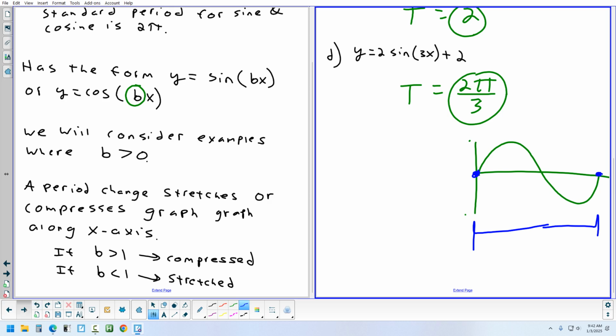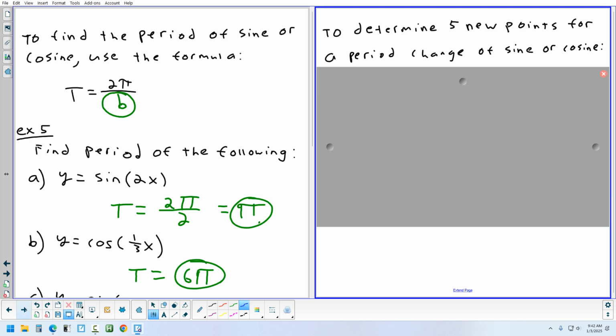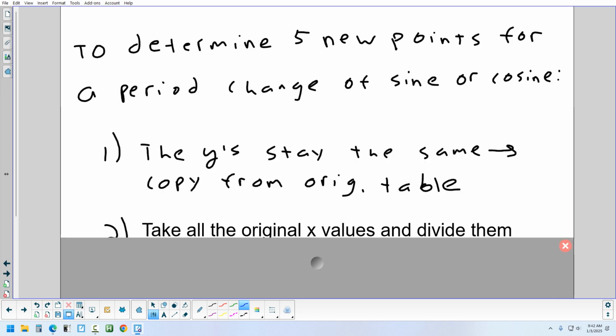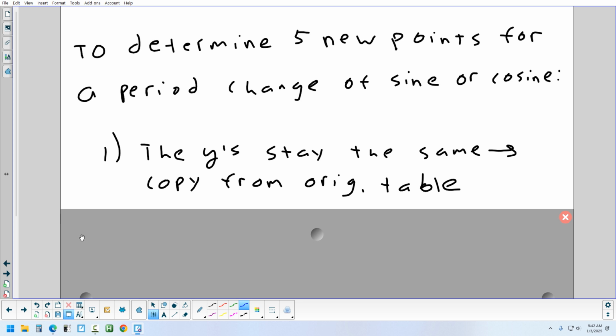All right, so we are stretching and compressing along the x-axis. So what is not going to be affected? When we make our table, we do not change the y's. Right, we're not going to change the y's. Unfortunately, the y's are the easy ones to work with. So we're going to have to work with the x's.